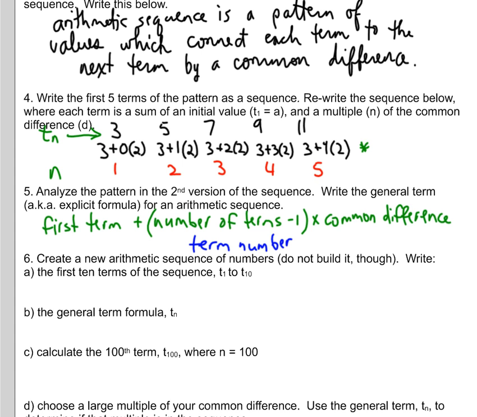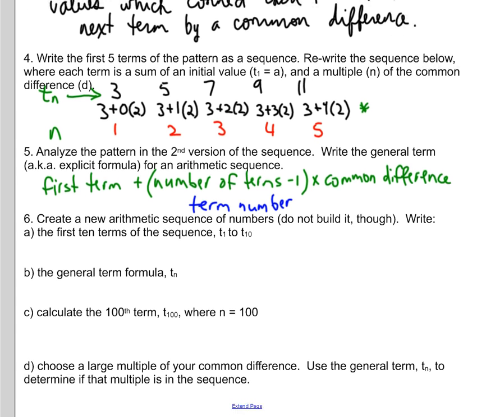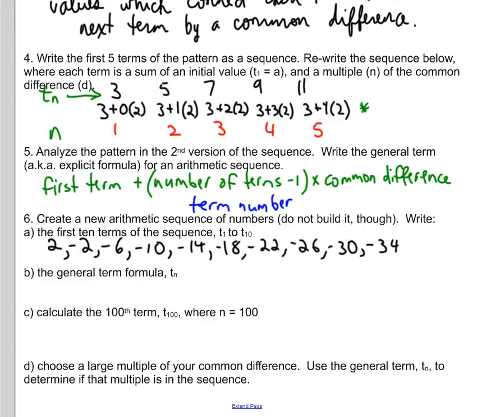All right, step 6 in our worksheet has us creating a new arithmetic sequence of numbers. So we're not going to build it this time. I'm going to use, let's start with 2. And this time I'm going to use a common difference, which is a negative value. So I'm actually going to decrease by 4 at a time. So the next value would be negative 2.